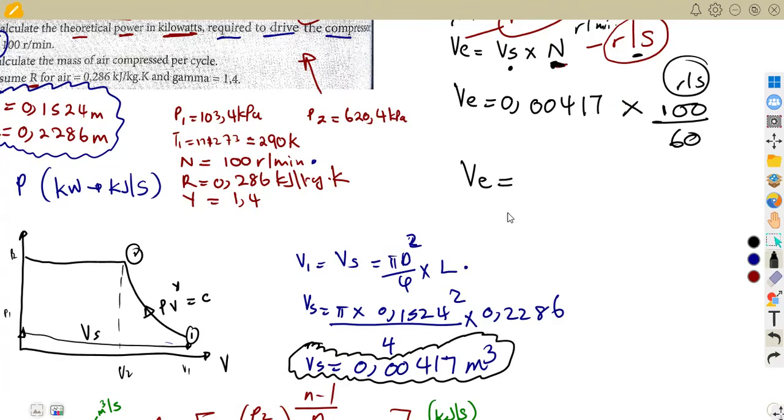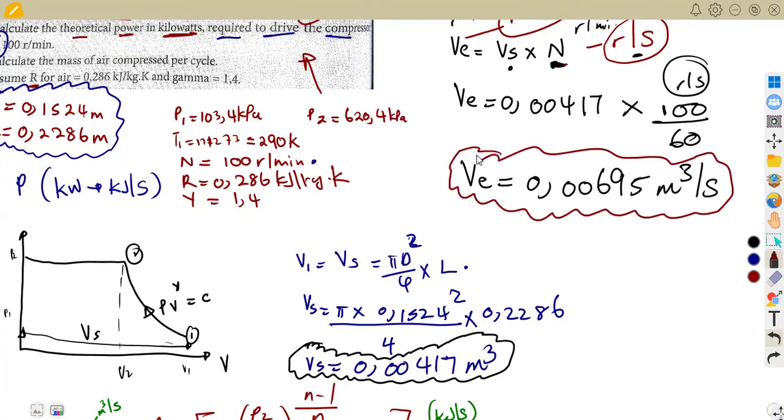The moment you do this, guys, you have effective volume. And that was going to give us 0.00695, which is now cubic meters per second, because the speed was in what? In revs per second. So it means our VE is in cubic meters per second. If we used per minute, it was going to be cubic meters per minute.